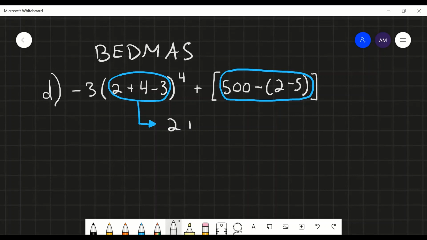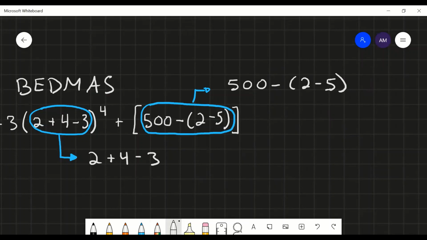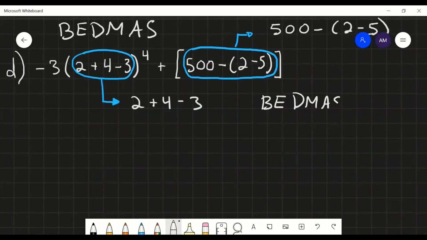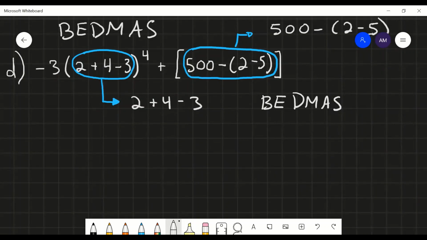So 2 plus 4 minus 3. And I'll write this up here, I suppose. 500 minus 2 minus 5. Okay, so we'll have to figure out what these are before returning to the main question. Now, when we do this, we actually have to do another set of BIDMAS for every single bracket. So I'll do this one first. Are there any brackets in this? In 2 plus 4 minus 3?